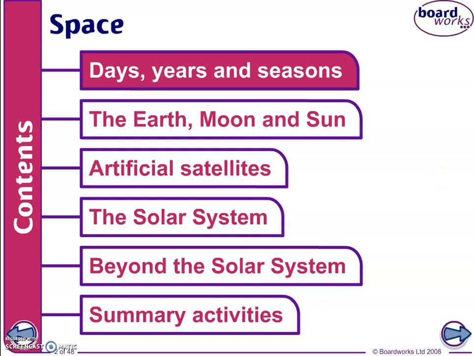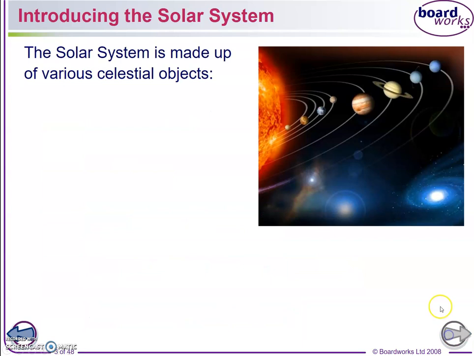Brilliant. Now that you've written down the title and the date, it's time for a slight recap on what we've been covering so far. So let's have a look. The solar system is made up of various different celestial objects. Now have a think. Some of them are in the picture on the right hand side. We obviously have our sun. It's at the centre of our solar system. It's what all the planets orbit around.